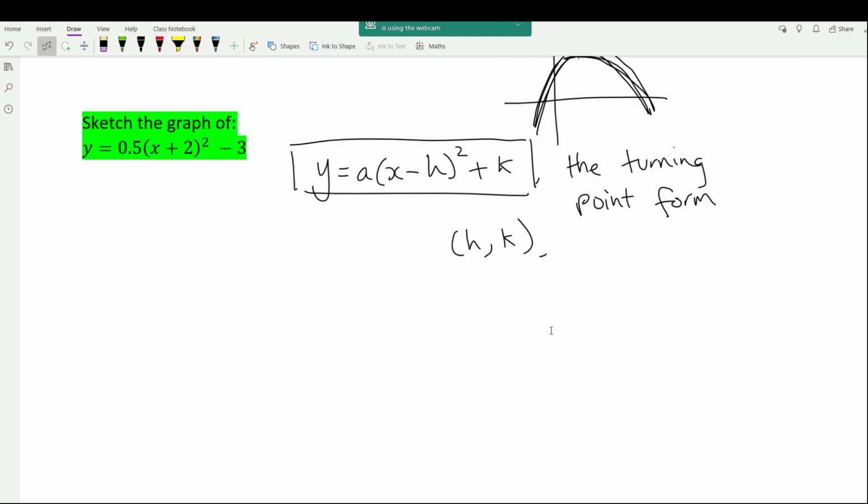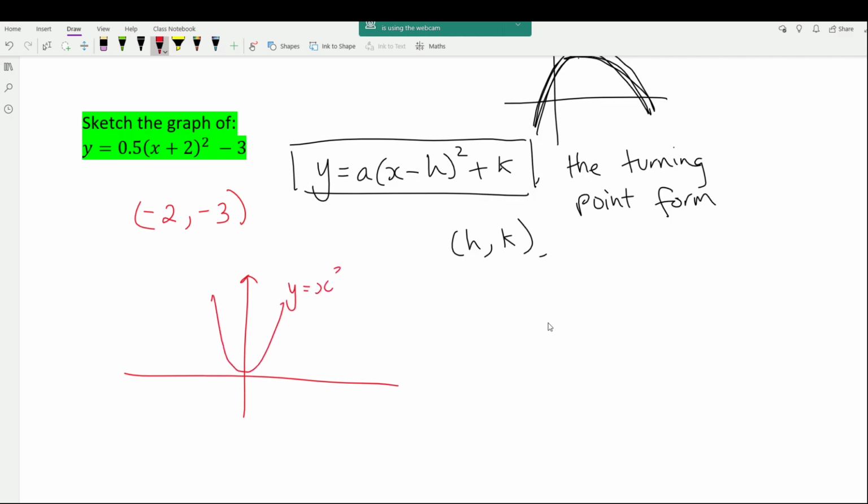In this example, the turning point would be (-2, -3). Let's go through some transformations to demonstrate that. We start off with our base graph, which is just y equals x squared. That touches the origin. Then the graph is translated 2 units to the left, so it goes 1, 2. Now it will look something like this.